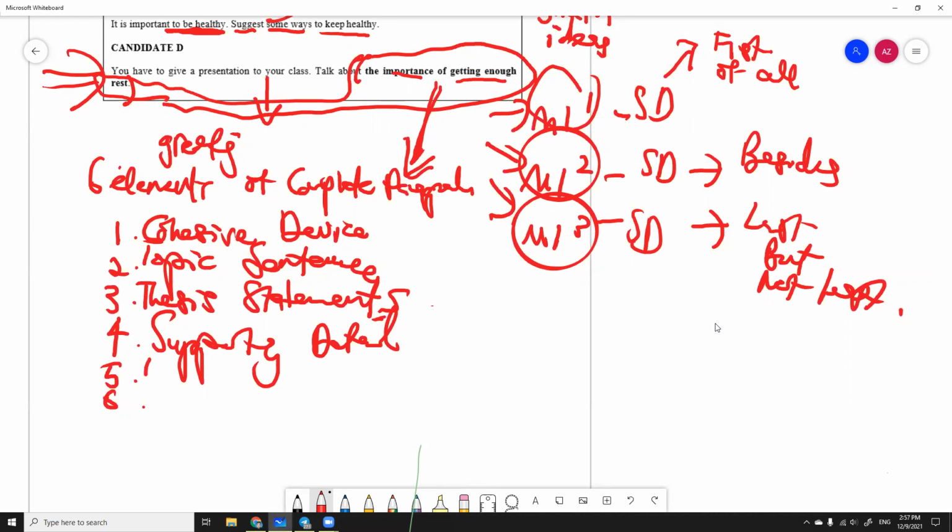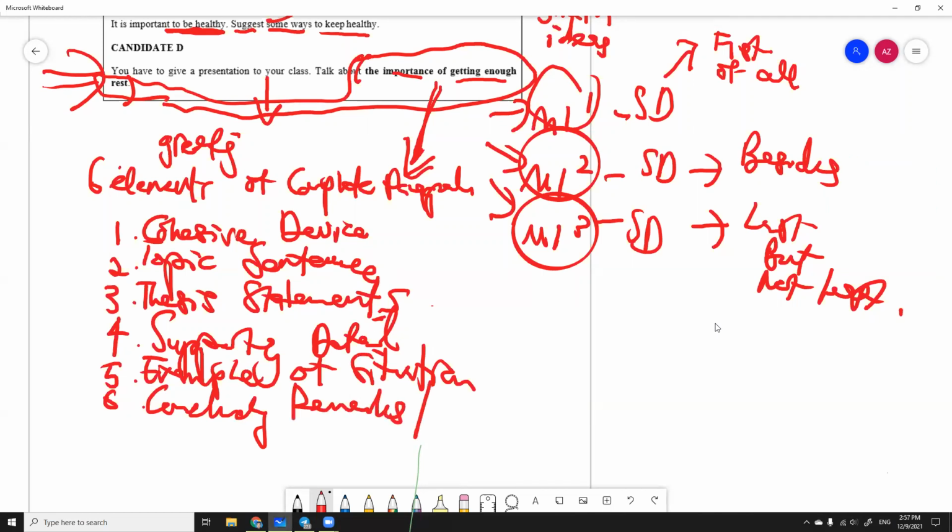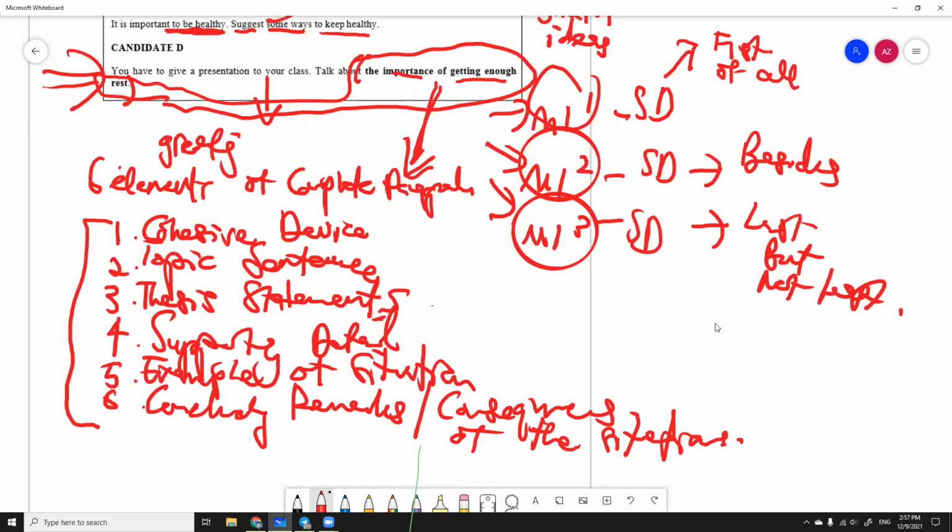Okay, and then you have got to provide an example of the situation. And the last one, that would be your concluding remarks or consequences of the situation. Okay. Now, by right, I want you to memorize all these 6 elements by heart already. I don't want you to figure them out anymore. I don't want you to refer to your notes anymore. By now, you should be able to memorize it by heart.